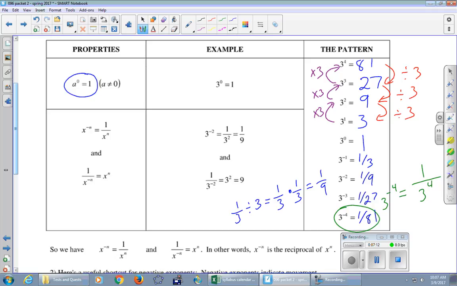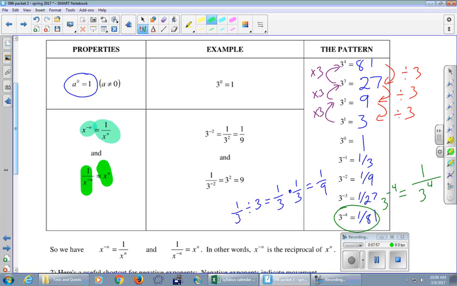So 3 to the -4 means 1 divided by 3 to the +4. So when you see a negative exponent, you just automatically say, oh, it just means 1 divided by the same thing, but with the positive exponent. That's what the pattern is telling us. And so that is written out right here. X to the -n means 1 divided by x to the +n, right there. It turns out if you have a negative exponent in the bottom, you can flip it right back up to the top. So if you have an x to a negative exponent on the bottom, flip the whole thing over, put it right up on top.